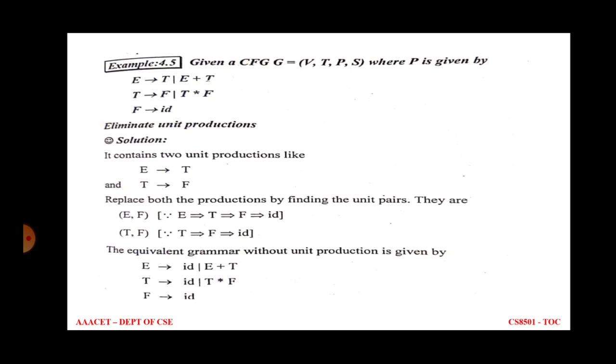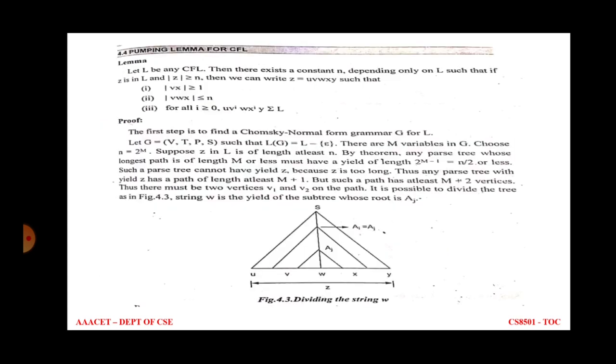Now the meaning of this unit production is that we search for the non-terminal which has a unit production, searching throughout the production rules of the grammar until we find the terminal symbol. E tends to T, T tends to F. In case F tends to another non-terminal, say F tends to capital A, then again we search for capital A until we reach the terminal symbol. This is the process of unit production.